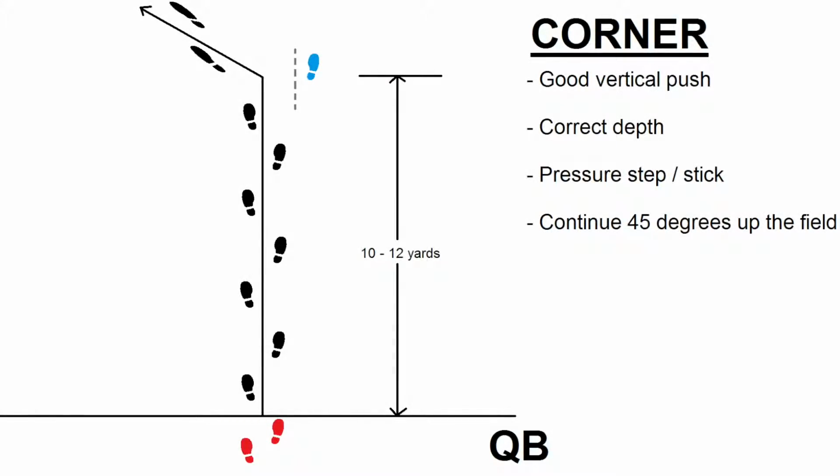The inverse of the post is the corner. It's named a corner because we're cutting towards the corners of the field. Literally, we just want this route run exactly like a post, but just to the outside. As soon as you make your cut, you should be expecting to look over your outside shoulder for the ball. Now let's see this demonstrated.